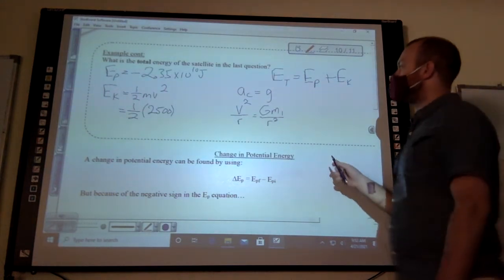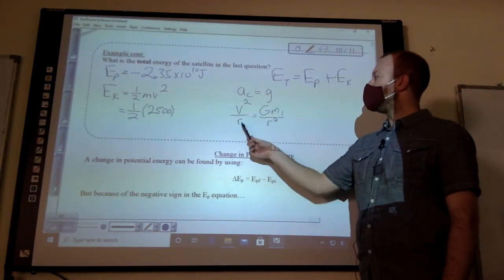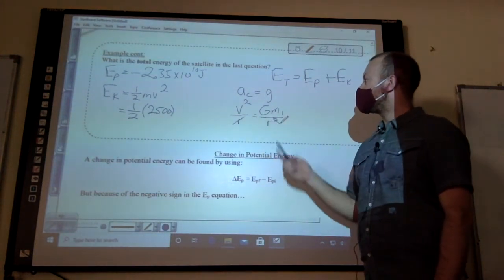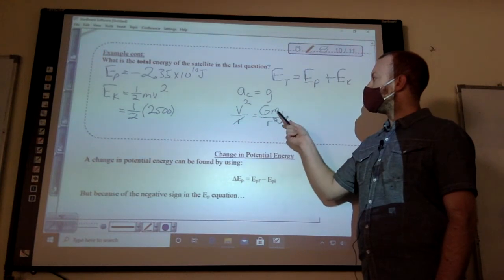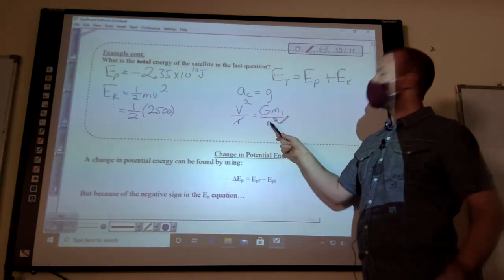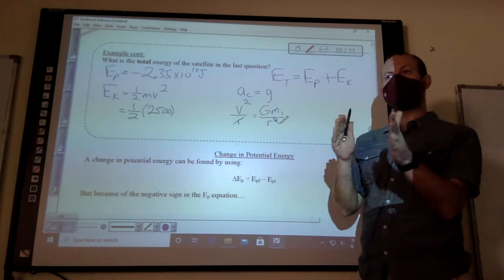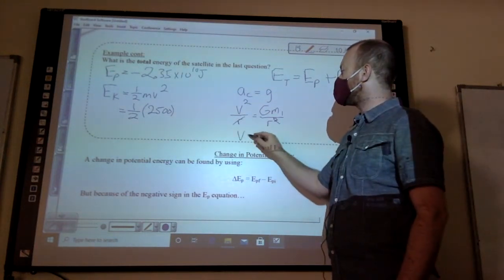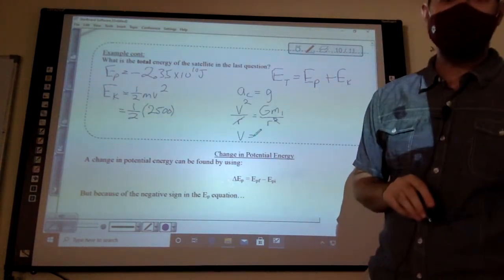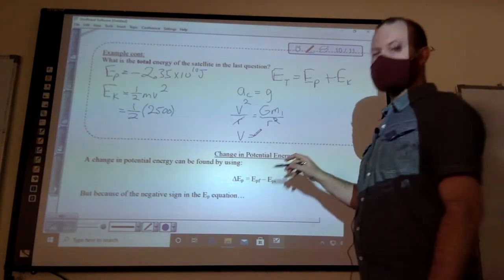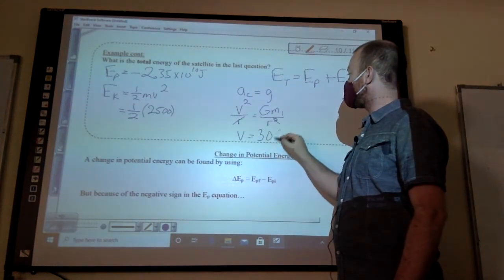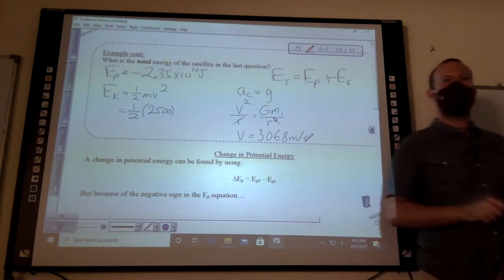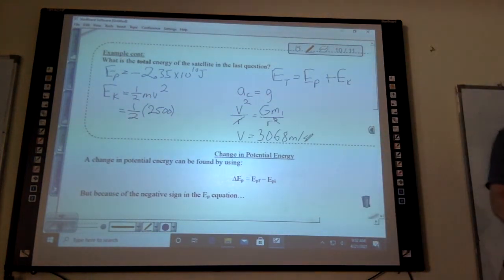And these ones we all know. V we're looking for. R's, I can actually cancel out the squared with one of those R's. Capital G we know. Mass of the Earth we know. We just figured out the R. We know the distance between the center of the Earth to where our satellite is. So you can solve for V. It's 3068. Like always, I'm skipping all the algebra and putting in the numbers. That part I think you can get.